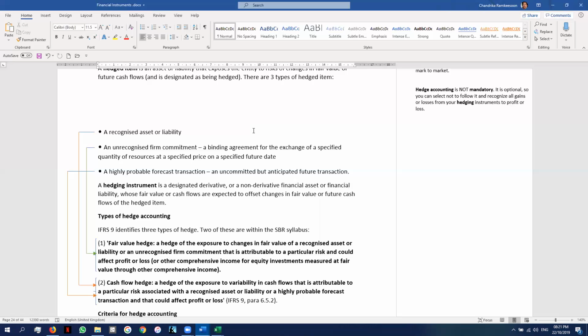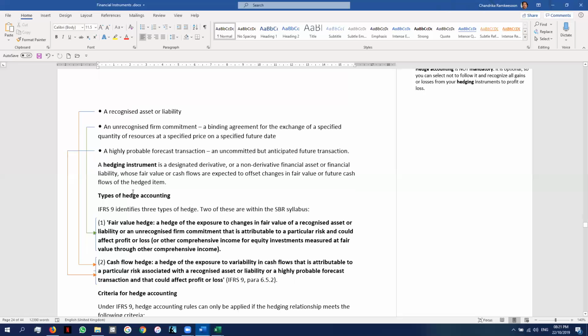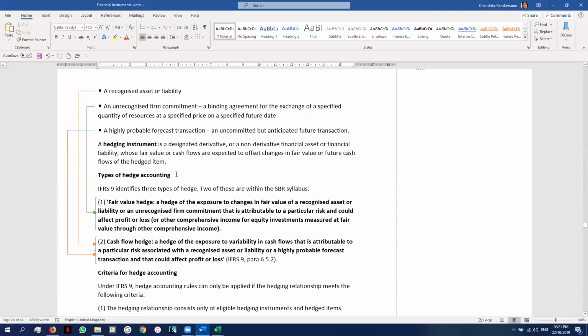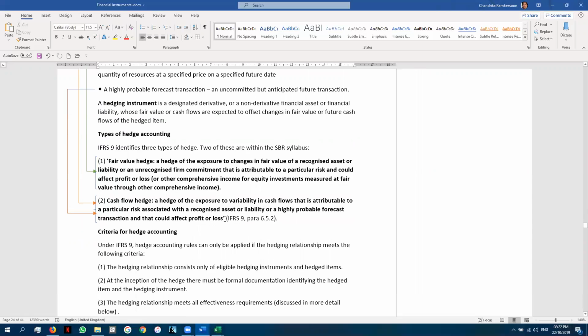Now, these are the actual terms used by the standard. Okay, and as I said, I'll show you how they apply as we look at questions. Note I have these arrows. Okay, and let's just read this, and I'll show you what the arrows relate to. Types of hedge accounting. IFRS 9 identifies three types of hedge. Two of these are within the SBR syllabus. Firstly, what we call a fair value hedge. Now, you need to know how to deal with both these types, and it's really not difficult at all.